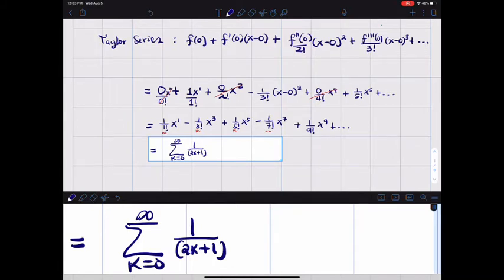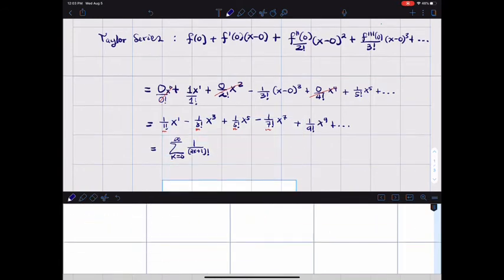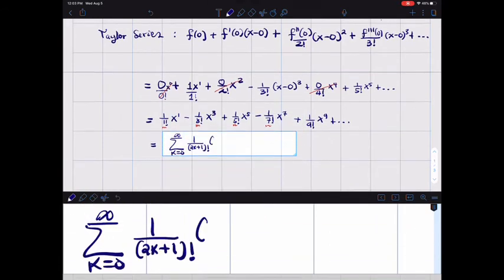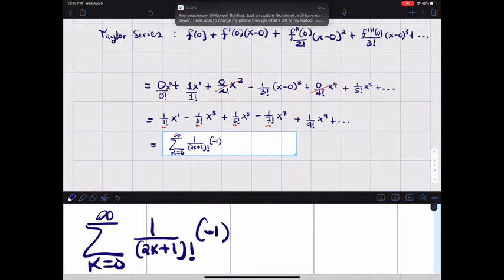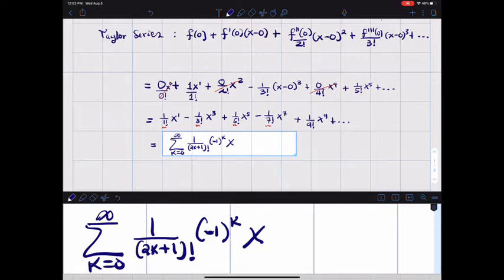When k is 0, you have 1. When k is 1, 2k plus 1 is 3. When k is 2, 2k plus 1 is 5, and so forth. So this is 2k plus 1 factorial. And then, since the signs are changing, we're going to multiply by negative 1 to the power of k. And then we're going to write this as x to the power of 2k plus 1.